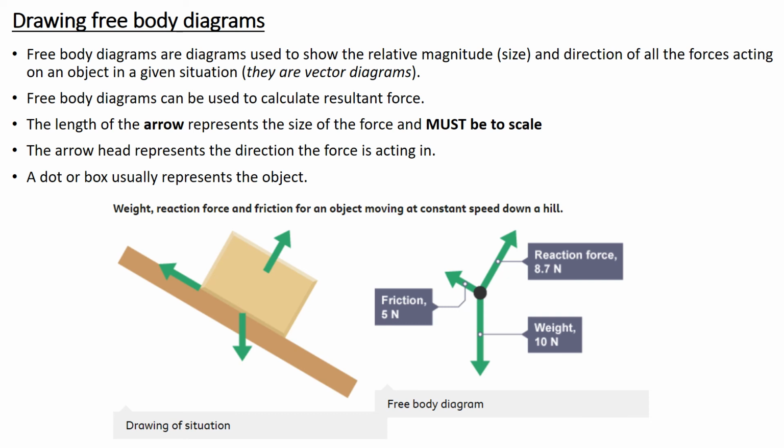So the diagram on the left is what's going on, and the diagram on the right is my free body diagram. You can see that my arrows are different lengths depending on what they're representing. Choose yourself a nice sensible scale. Don't go all crazy. Make it as easy as possible to do. So just use, I don't know, 1 Newton equals 1 centimetre. That's all they really want to see.